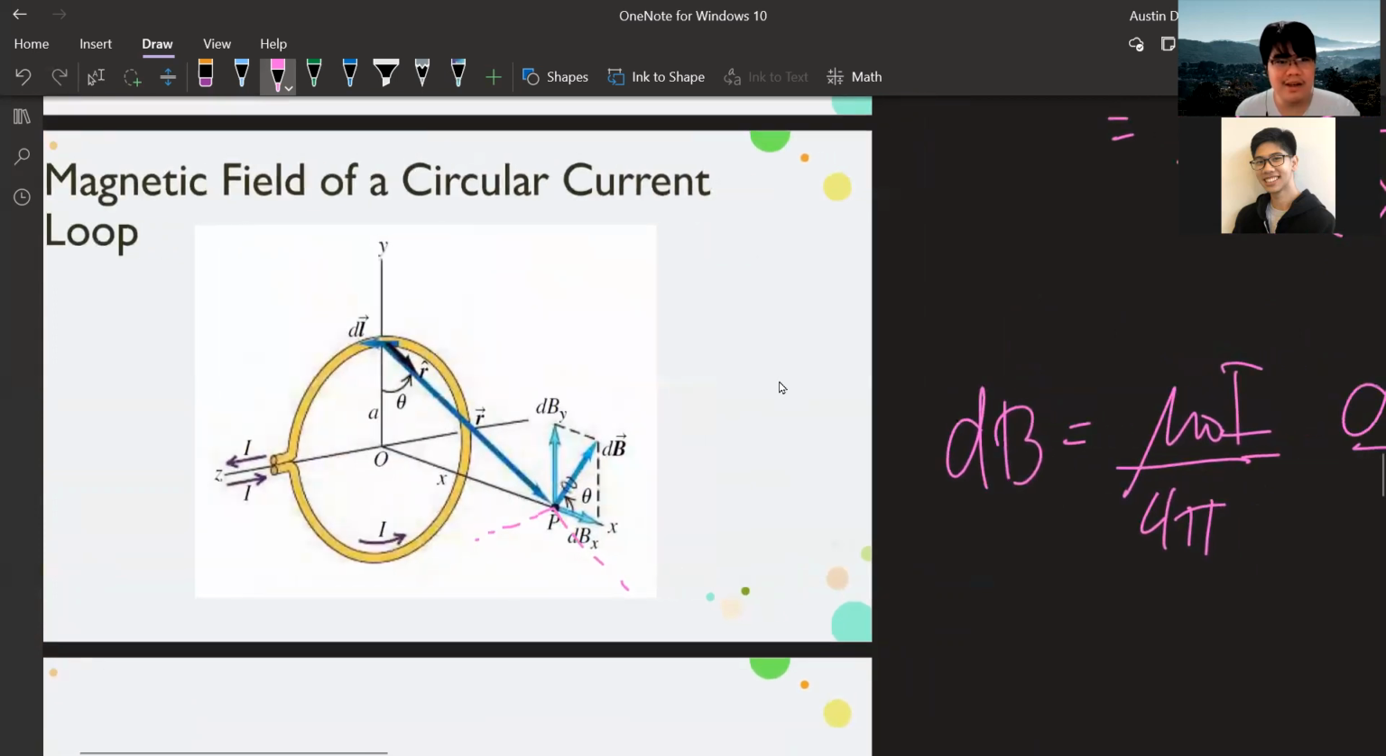Hindi ko alam paano nyo ini-imagine yan, pero ang ginagawa ko pag ini-imagine ko yung mga ganyang bagay, ganito. Well, di ba may XY plane ako? Okay, ito yung side view, no? Ito pa rin yan. Tapos meron kang vector na ganito. Tapos meron kang ganyan. Tapos may theta ako na ganito. Theta rin ako na ganito. Okay. Para lang masatisfy ako na legit to.